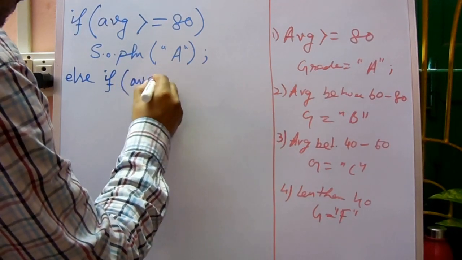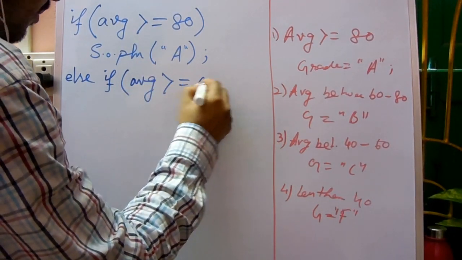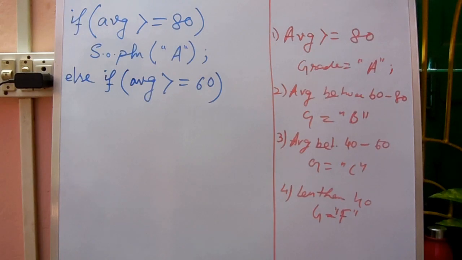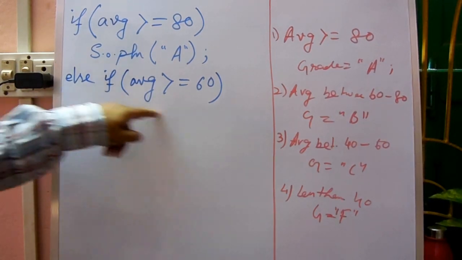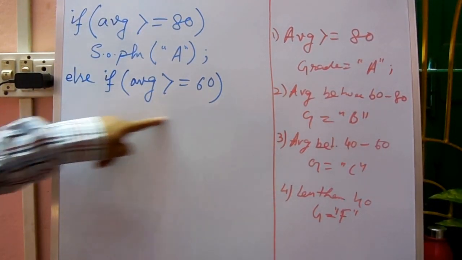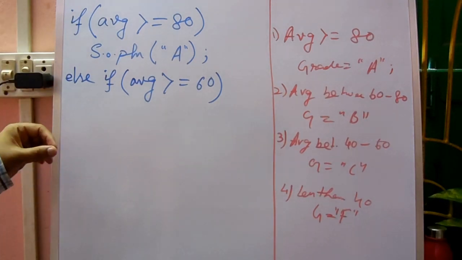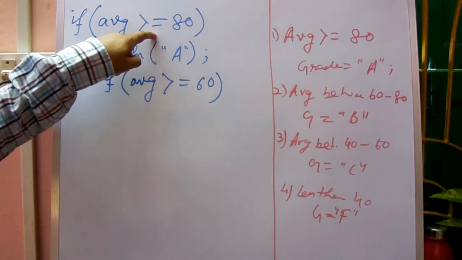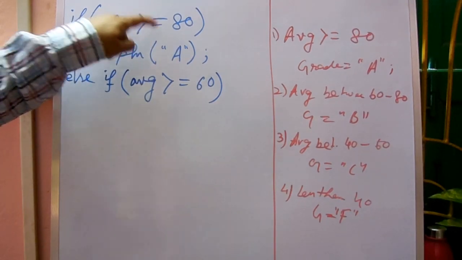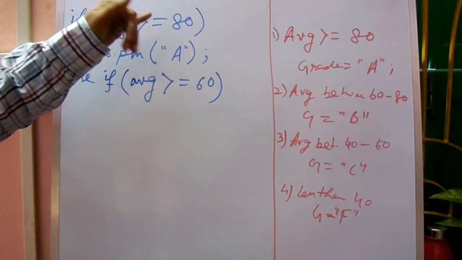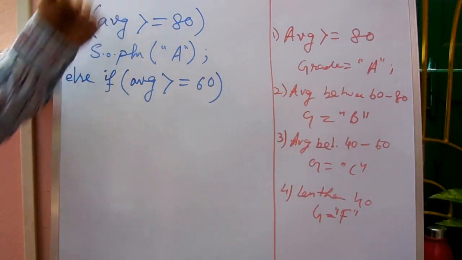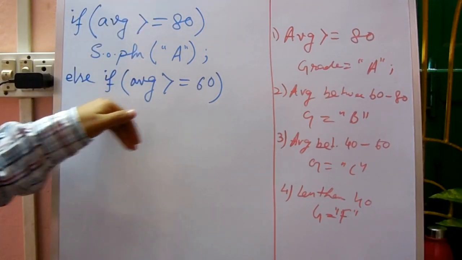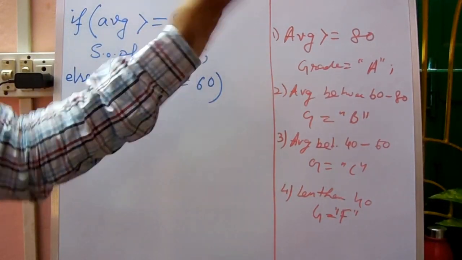So this else means, just a minute. Look here, this if block, when will it work? Only if this condition returns false. If this condition returns false, that means the average is less than 80, and only then this else block will work. So there is no need to mention less than 80 again.